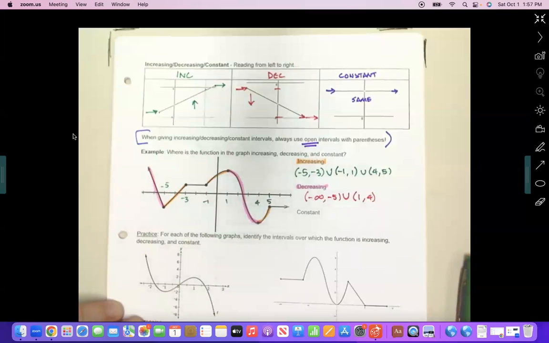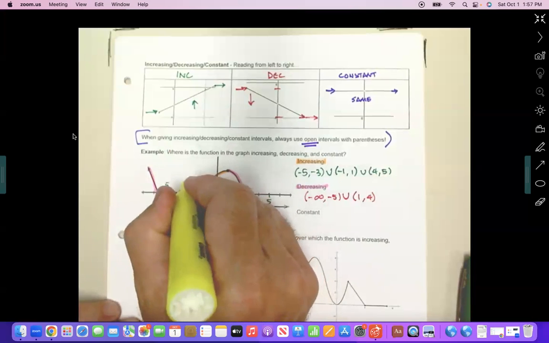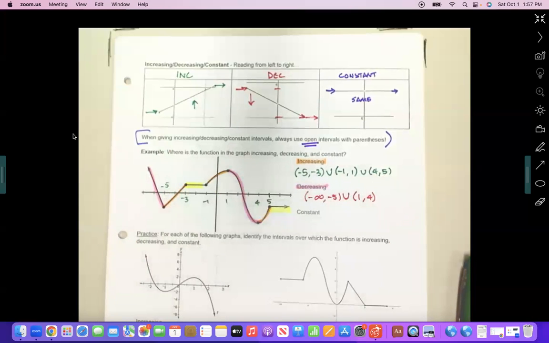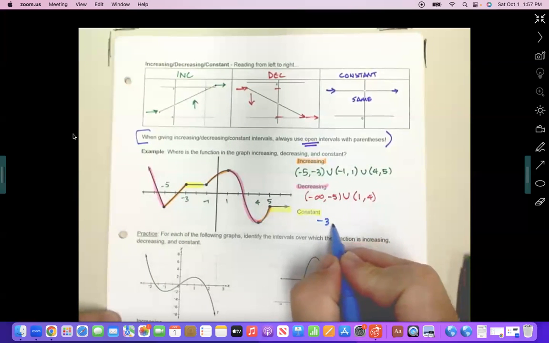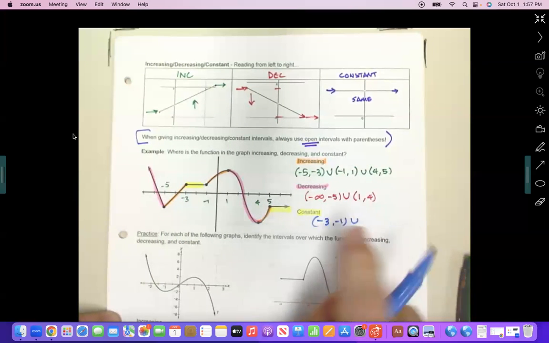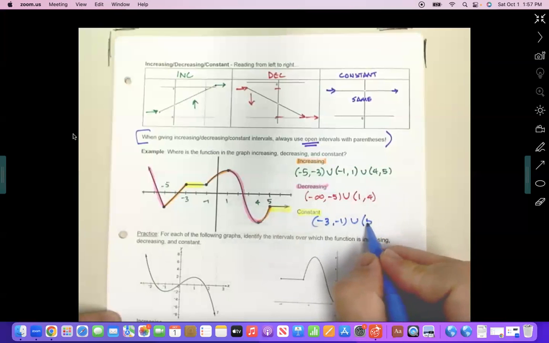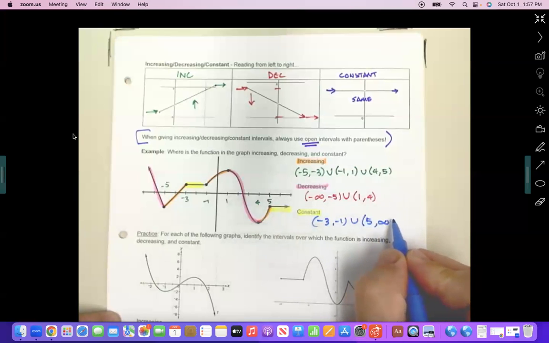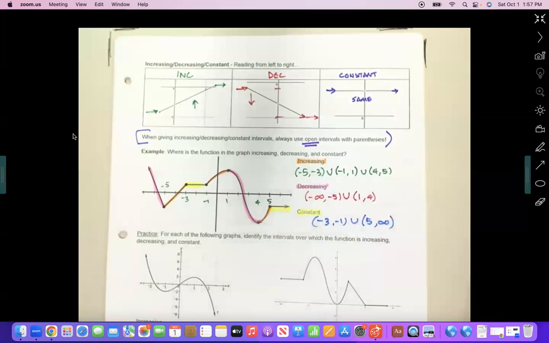Our constant values are these remaining parts of this function when the graph is horizontal. And those occur when we go from -3 to -1, and then again at 5, and then it goes constant to infinity.